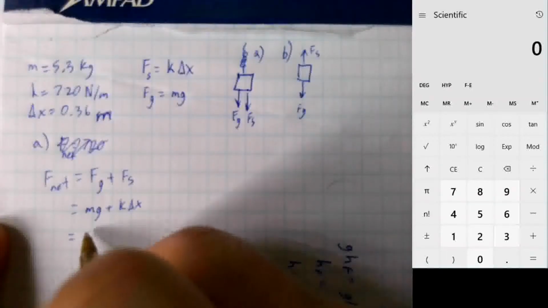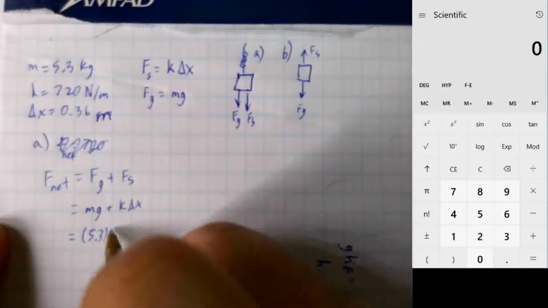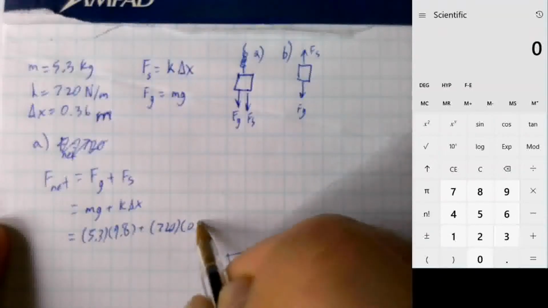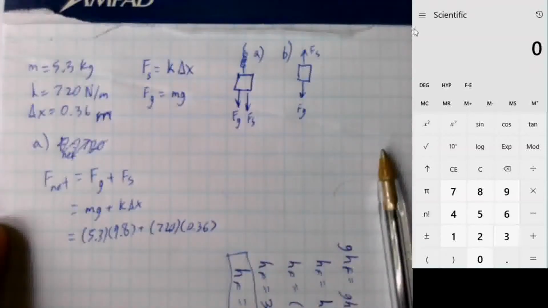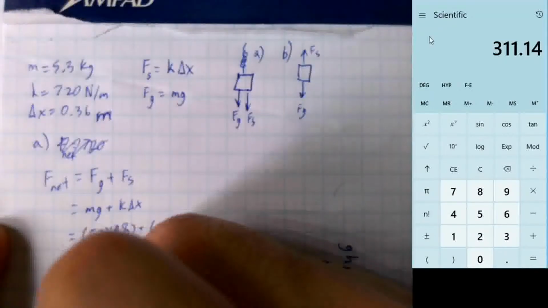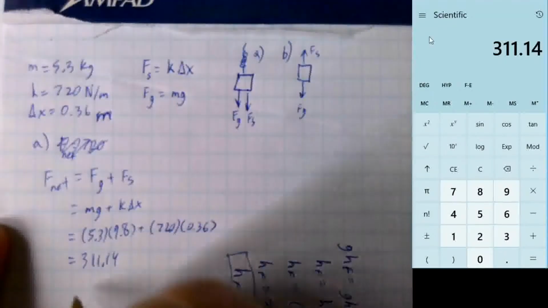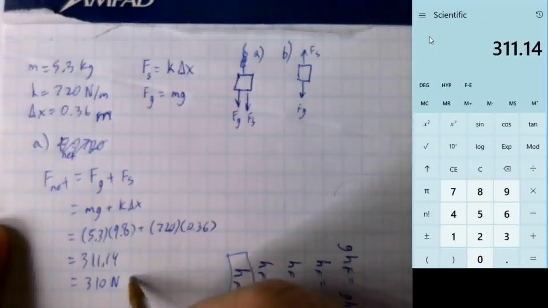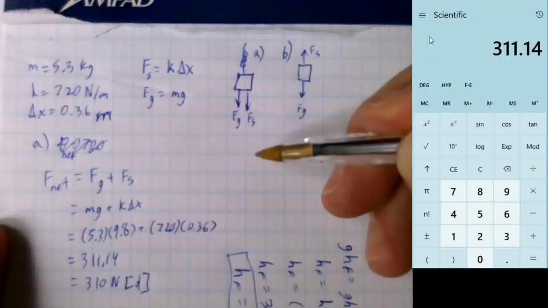This is simply a substitute and solve problem. If I solve this, I have 5.3 times 9.8 plus 720 times 0.36, which gets me to 311.14. I report my answer as 310 newtons. And I'd have to say the direction here. It would be going in the downwards direction because both of my forces are pointing down.